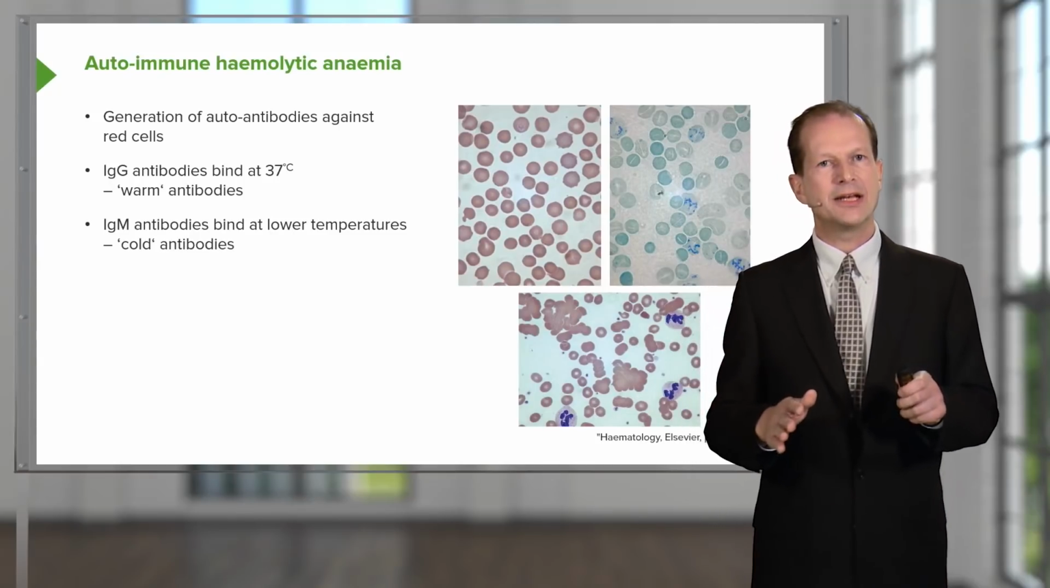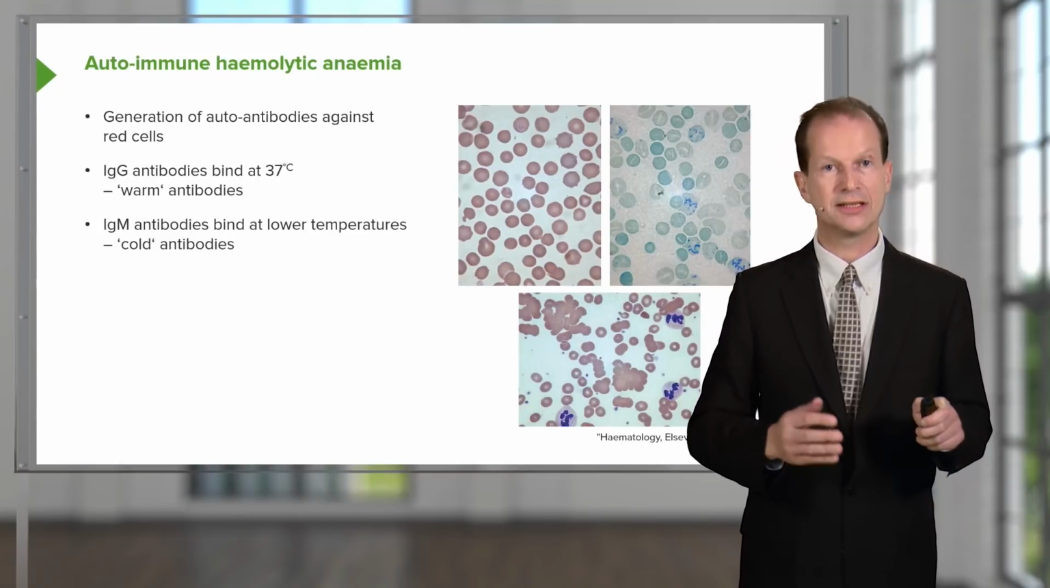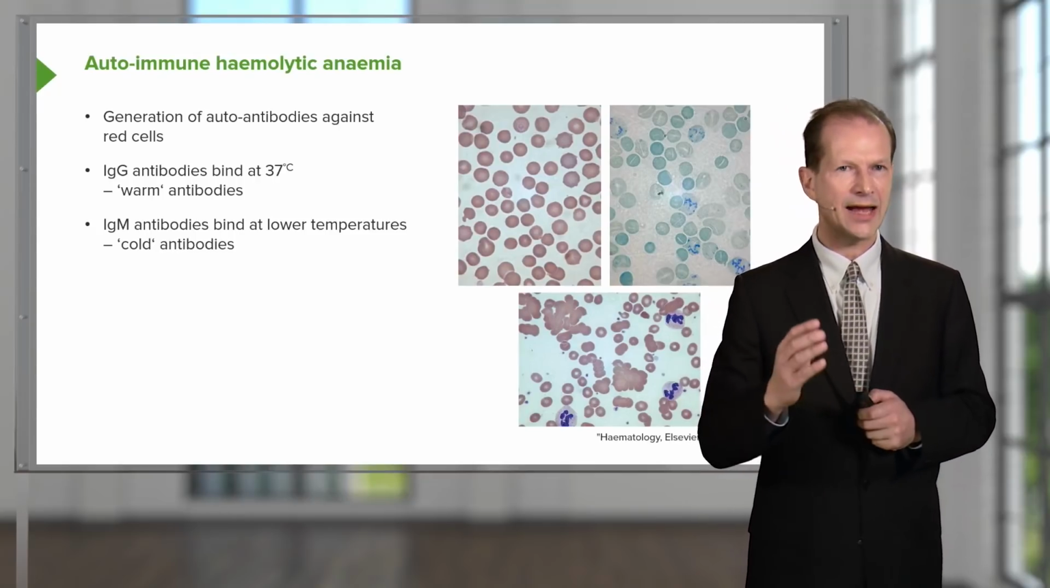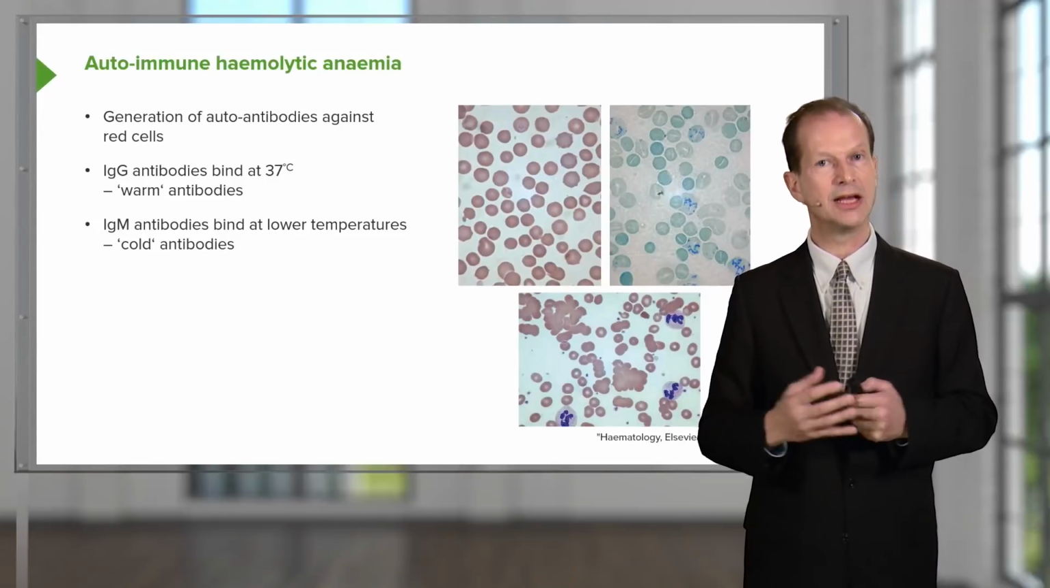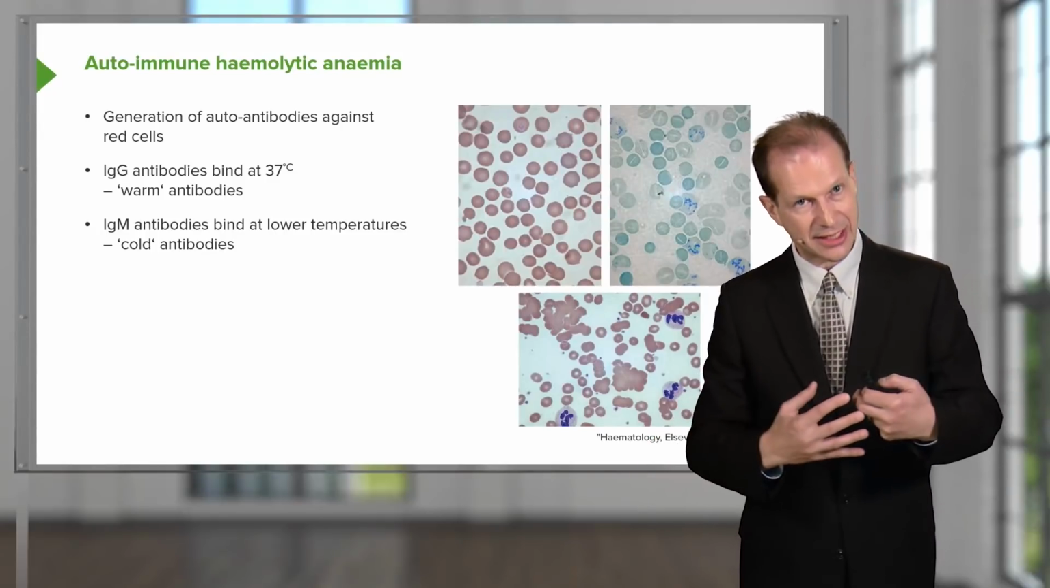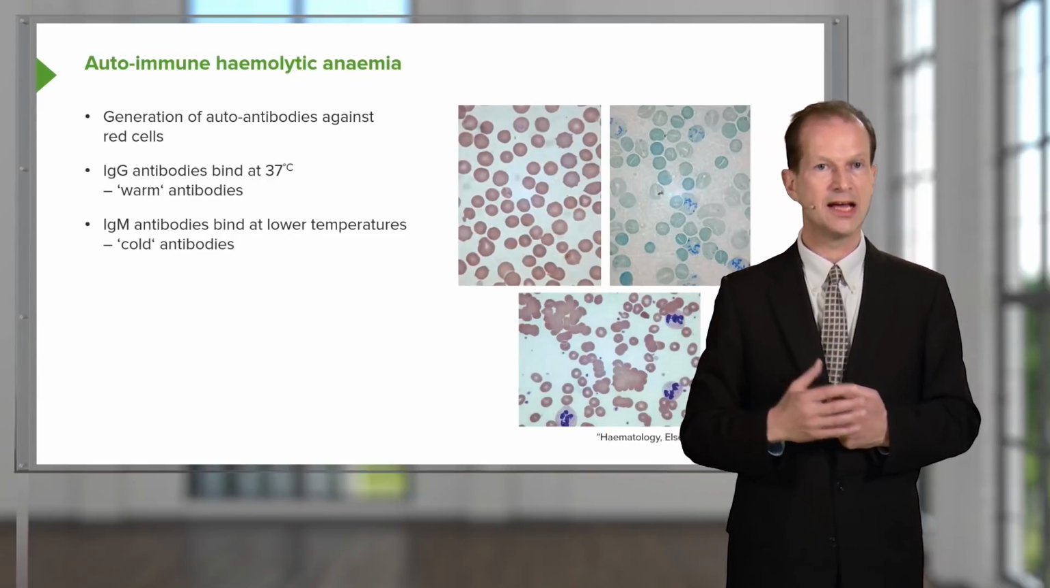Finally, in hemolytic anemia, let's consider those disorders which are acquired. They're not inherited, they've developed in life. And I think the major one I want to focus on is the autoimmune hemolytic anemias, where the body makes antibodies against the red cells. Two types of antibodies are made.